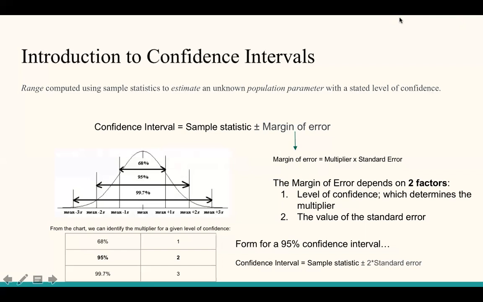Oh yeah, 99%, 99.7, it's pretty much the same thing. A lot of the time for 95%, the actual number is 1.96, but they rounded up to 2 just to make it easier for you. But 3 is fine for 99, 99.7, it works. Good question.